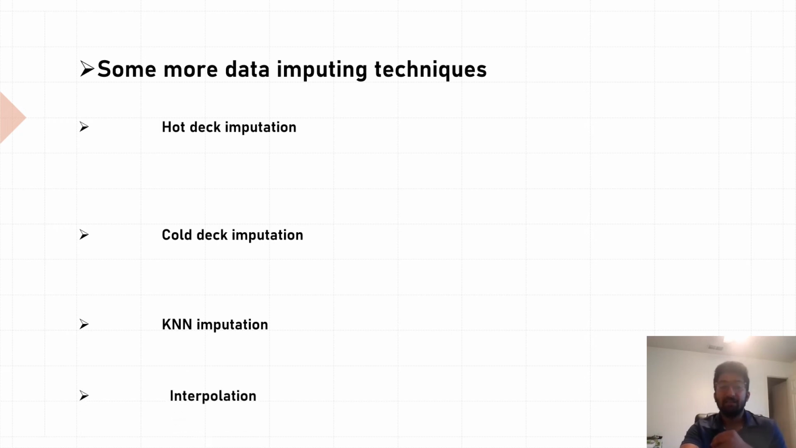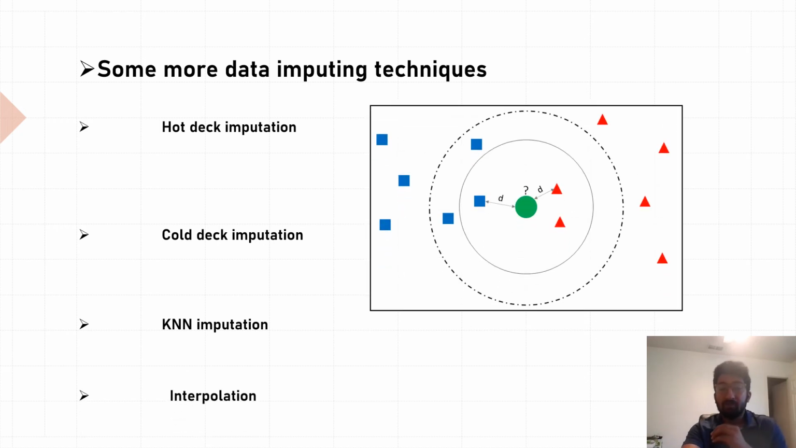So if in the picture we need to predict or classify this green value, it will look at the nearest variables where the data is, measure the Euclidean distance, and try to classify whether this green dot belongs to red or to blue. In this way it will classify, and it will help to impute the data as the best substitute for the missing data. So data imputing is a very important process in data cleaning.